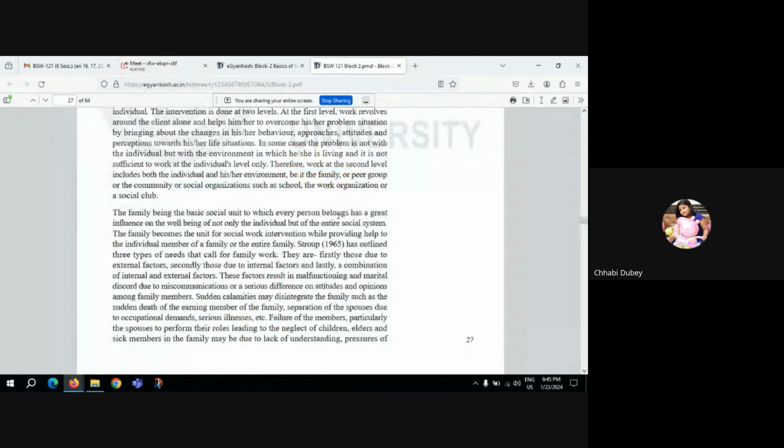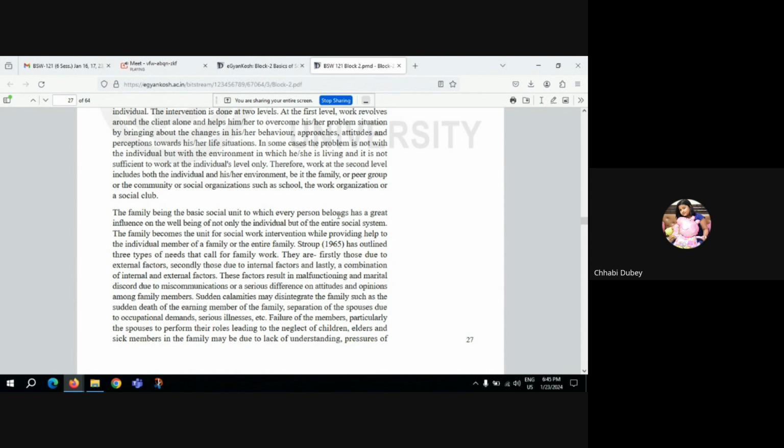So, Straub has outlined three types of needs that call for family work. Firstly, those due to external factors. Then secondly, there may be those which arise due to some internal factors, and then there can be a combination of both internal and external factors.